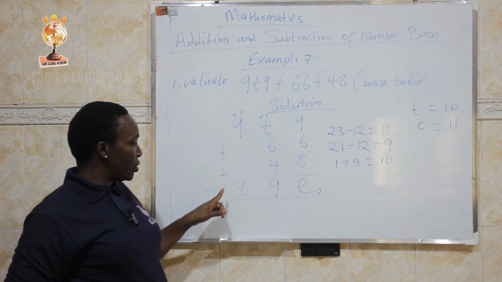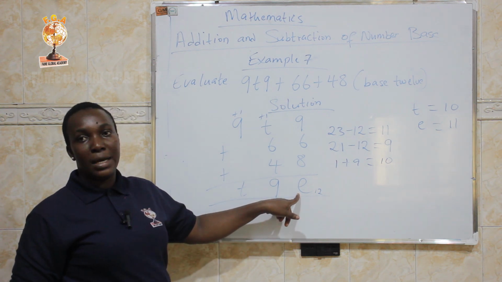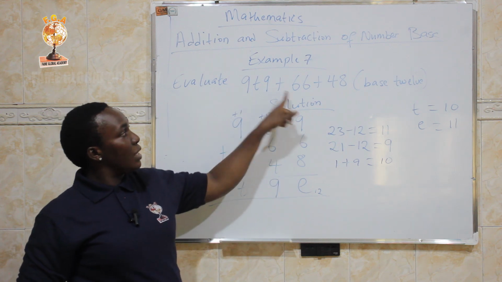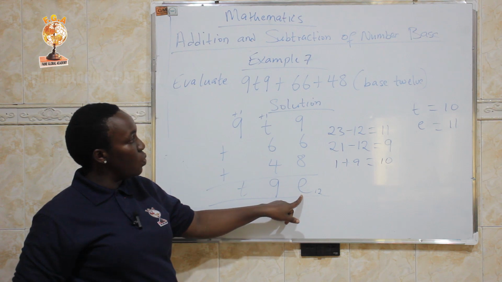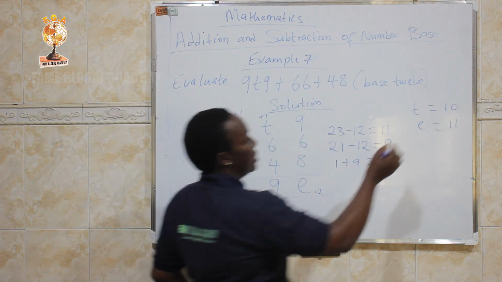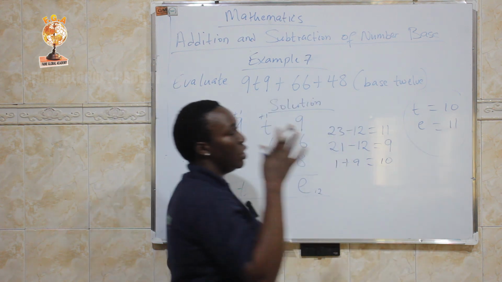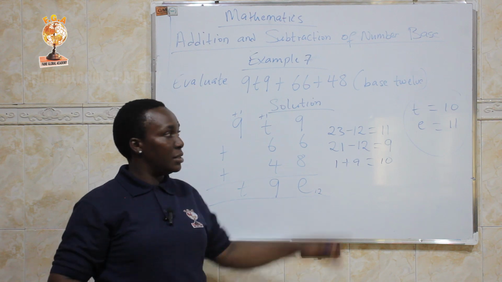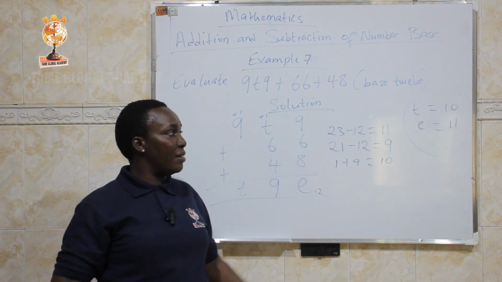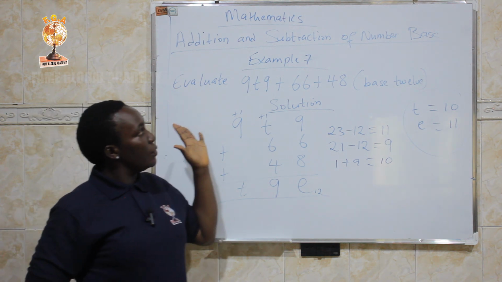Now if somebody should ask you what is T, T stands for 10, what is E, E stands for 11. So when you see this question like this, you should be able to know what this T stands for, and you should be able to know what E stands for. Look at the meaning here. T is equal to 10, E is equal to 11. It's just like the first letter of the spelling. T-E-N, 10, T for 10, then E for 11. Alright, so that is that for example 7.